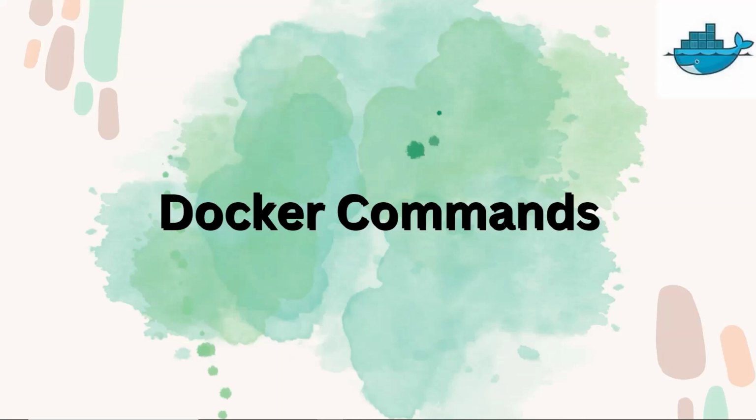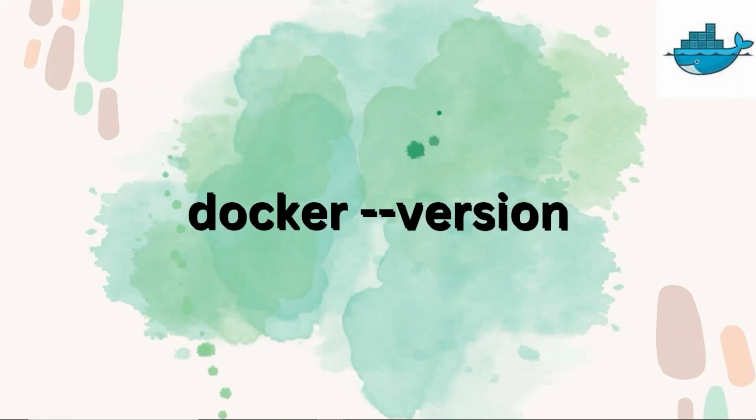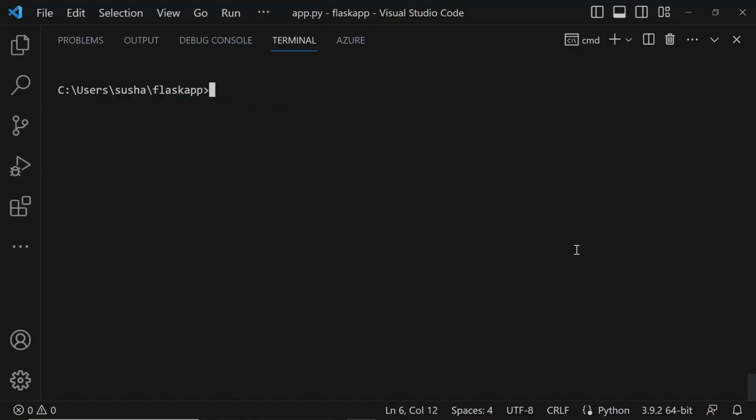So let's get started. The first Docker command that we are going to see is docker --version. We use this command in order to know the installed version of Docker. I am in the Visual Studio Code in my local machine where I have Docker Desktop installed. So if I want to know the Docker version installed on my machine, I can type docker --version and click on enter. This will give me the Docker version installed on my machine. So you can see 24.0.2. So this is the Docker version installed on my machine.